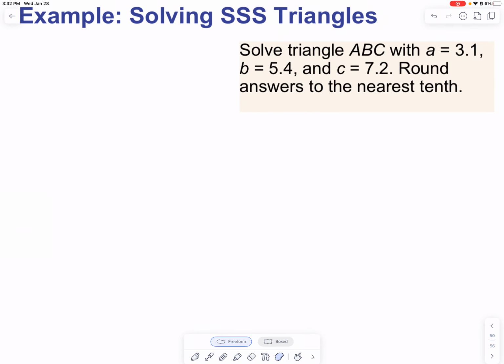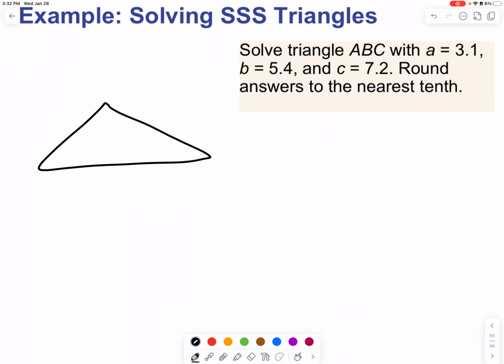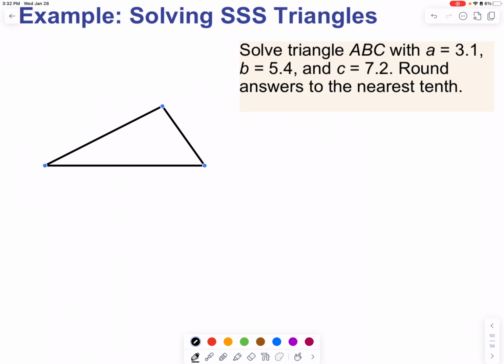Solve this triangle with this given information, round to the nearest tenth. Okay. Is this ambiguous case? No, this is side, side, side. Okay, let's see what we can do. So I don't know the dimensions. I'm just drawing a triangle, not necessarily acute or anything, just to work. Not necessarily drawn to scale.